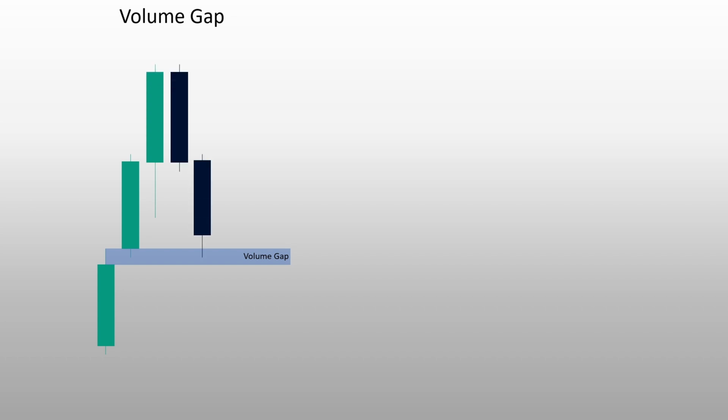When there's a gap between the opening and closing prices of two candles, that's called a volume gap. If the wicks are overlapping, but there's a gap between their opening prices, that's a volume gap. It works similarly to a fair value gap. When the market retraces toward it, the market bounces and moves upward.